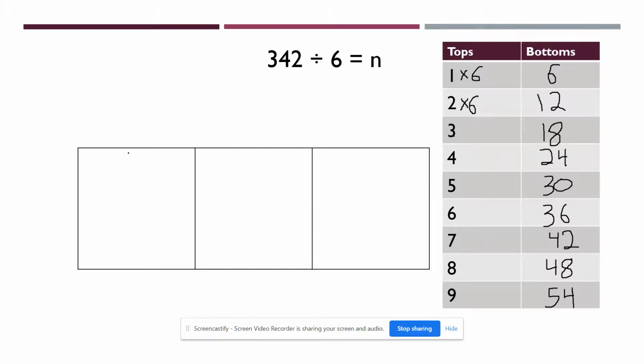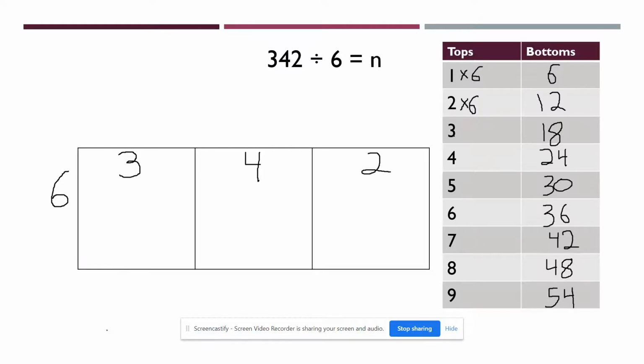I'm going to put the dividend or the total on the inside. Because this is a 3-digit number, it's cut into 3 parts. My hundreds, my tens, and my ones. Since I am dividing by 6, just as you would with the bracket, I'm going to put the 6 on the outside. Now I am all set up and ready to divide.